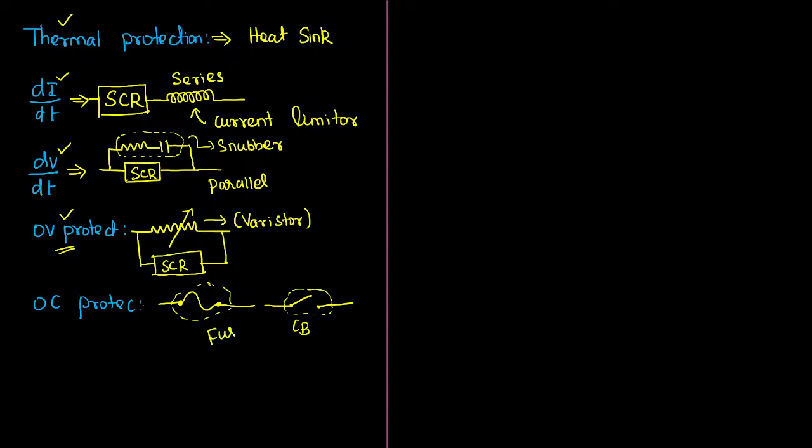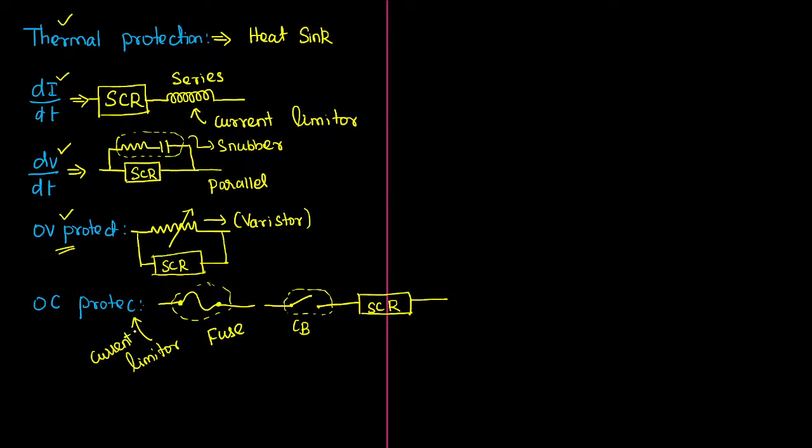With the help of a circuit breaker or a fuse, what can we do? Basically, it will be connected in series. First of all, it is in series with the SCR, and it gives protection. It will limit the overcurrent value. So this is a current limiter. Once again, for di by dt, the current limiter is the inductor.